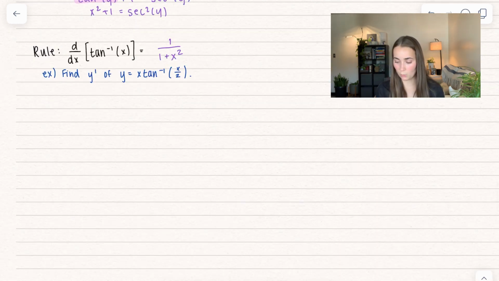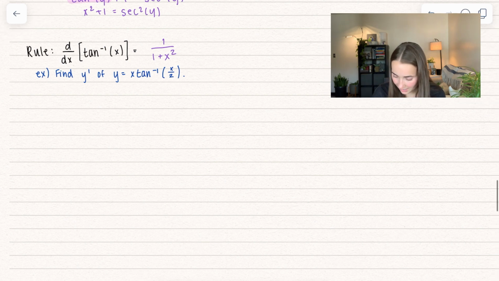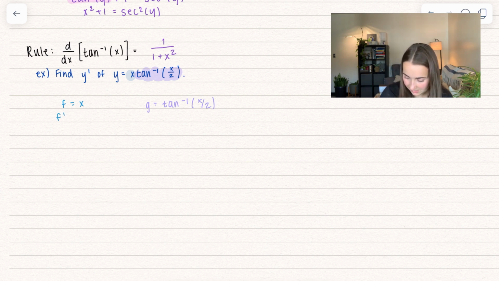So here we want to find y prime of x times inverse tangent of x over 2. So first what I'm going to do is set up product rule, because we have x is our first thing, and then we have inverse tangent is going to be our second thing. So I'm going to go ahead and set that up. Alrighty, so let's find f prime because that one's nice. I know the derivative of x is just going to be 1.